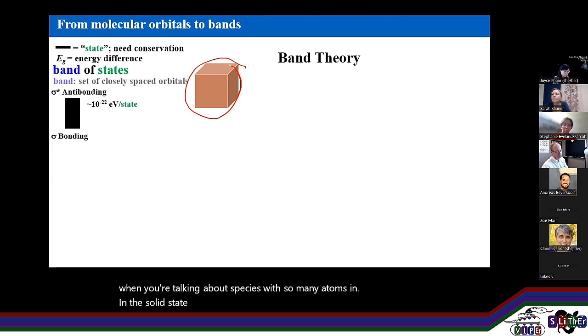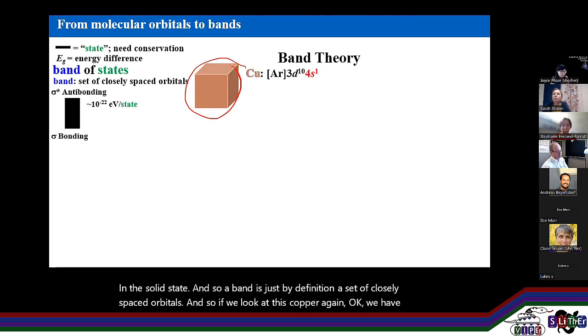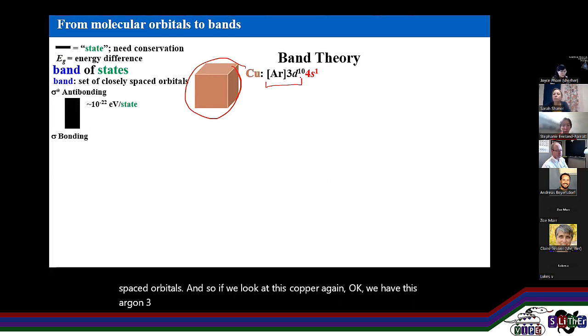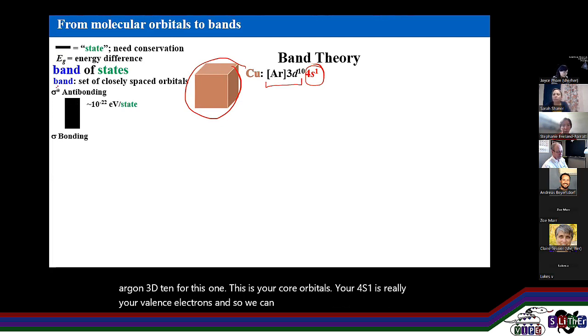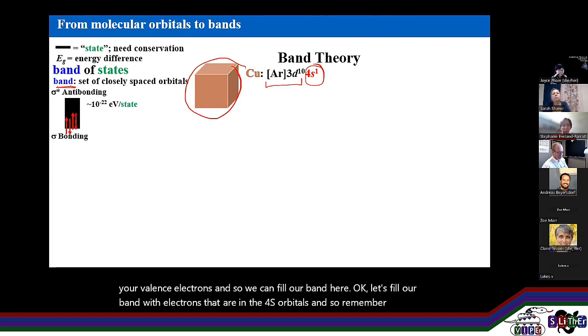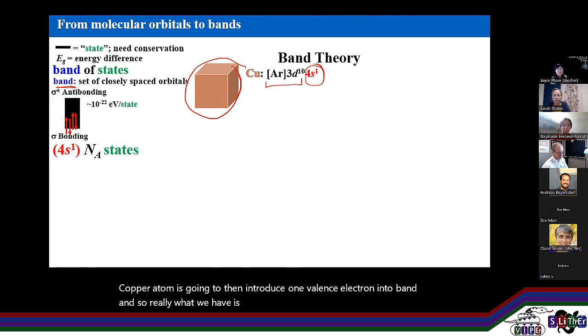And so a band is, by definition, a set of closely spaced orbitals. If we look at copper again, we have argon 3d10 4s1. This is your core orbitals. Your 4s1 is really your valence electrons. And so we can fill our band with electrons that are in the 4s orbitals. Remember, each copper atom introduces one valence electron into the band. So really what we have is Avogadro's number of states that are essentially half filled.